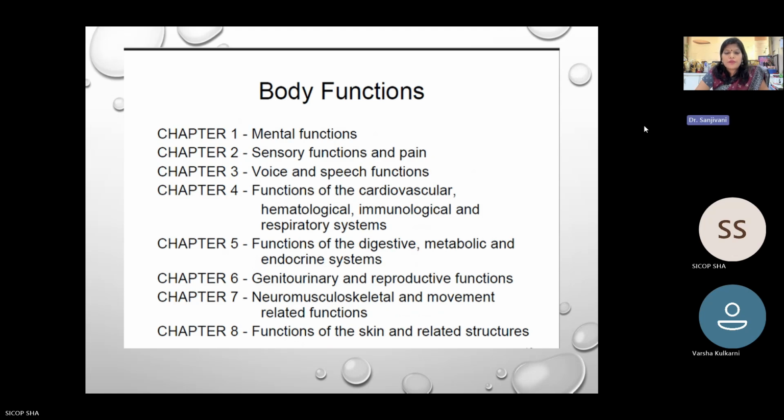body function. In body function there are 8 chapters again. If you are seeing, this is related to function, for example, mental function, sensory function, so all are related to function. And the previous was related to structure, meaning what is happening in your joint, in your brain, those are the structures and these are the functions. Next.